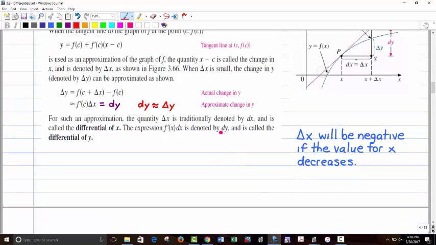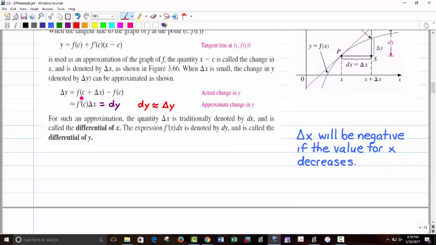Now the dy is basically going to be calculated as f prime of x times dx. If you notice, that's just regular derivative notation. It would be like if you had dy divided by dx equals f prime of x and you move the dx over. That's the same idea. So what we're going to do is find the derivative, plug in your x. The x will always be the starting value, first point, whether it decreases or increases. And then dx will be the change, and that's going to be our dy.